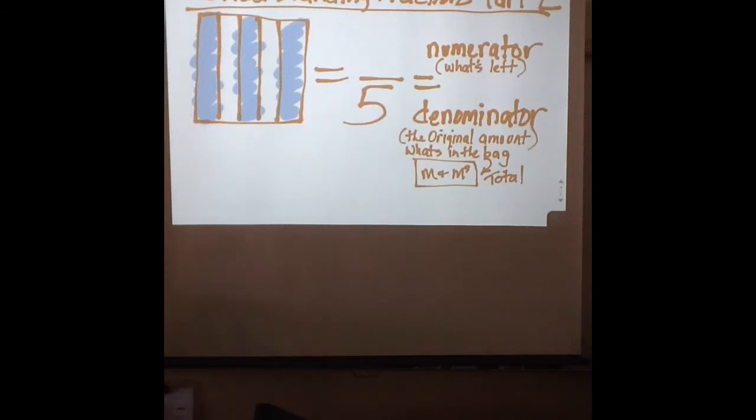Go ahead. How many pieces are shaded? 3. 3 is the number that goes on top. Right. So how much do we have? We have 3/5. Right? Yes. Excellent.